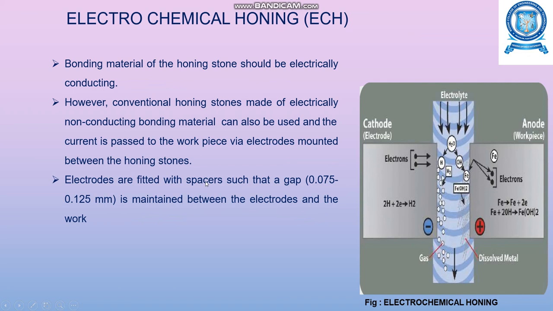So here the bonding materials of the honing stone should be electrically conductive. However, conventional honing stones made of electrically non-conducting bonding materials can also be used, and current is passed to the workpiece via electrodes which are mounted between the honing stones. The electrodes are fitted with spacers such that a gap of 0.075 to 0.125 mm is maintained between the electrodes and the workpiece.